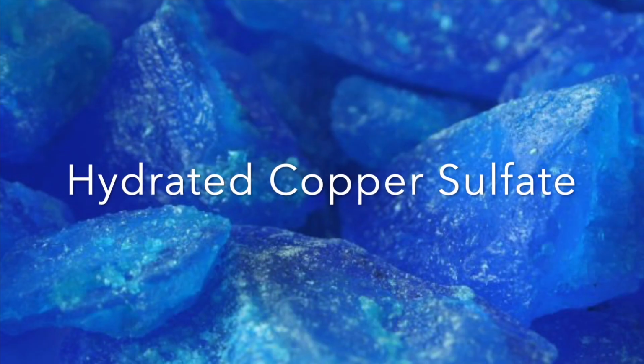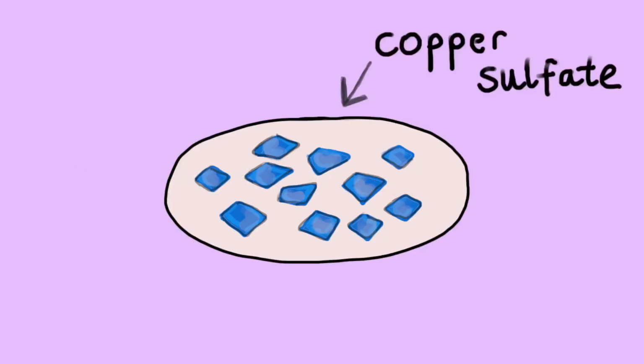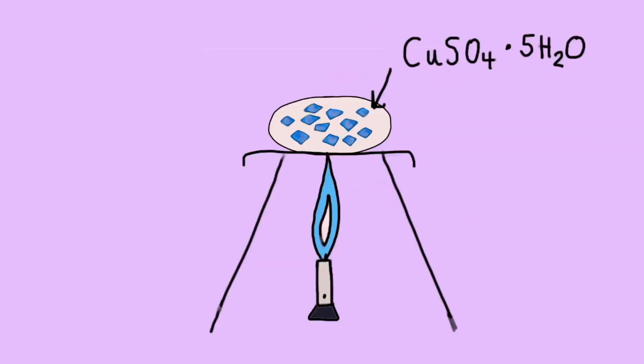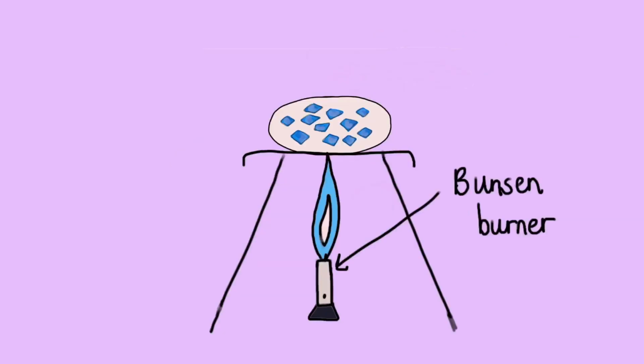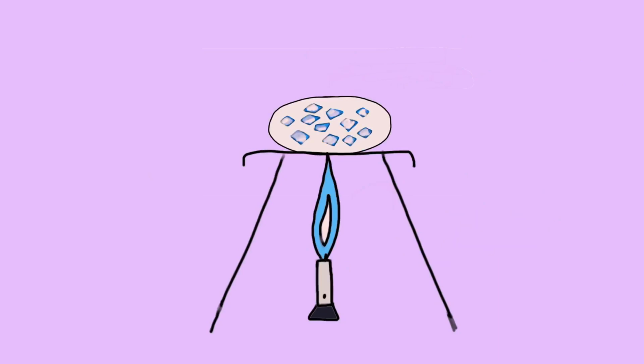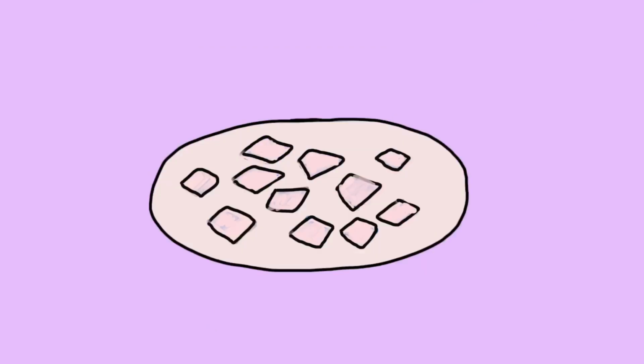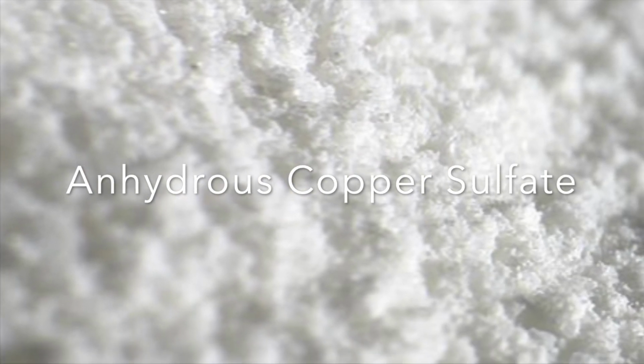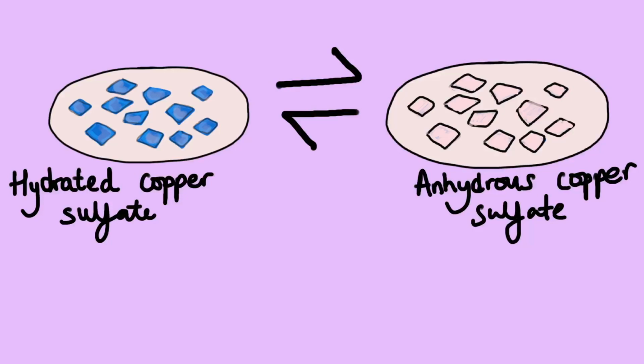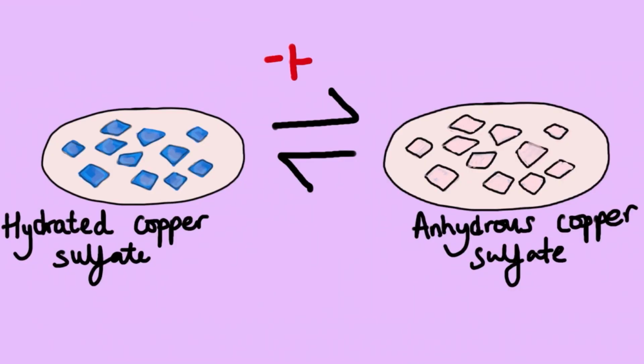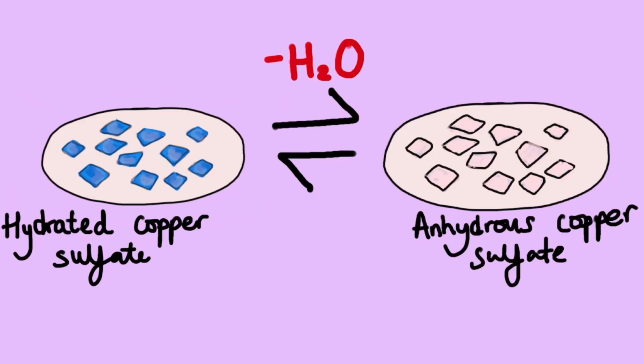Let's take, for example, hydrated copper sulfate. If we were to heat this up and provide enough energy to evaporate all of the water from the structure, we would be left with anhydrous copper sulfate with no water. This is an example of a reversible reaction. If we were to remove water, we would go from the hydrated copper sulfate to the anhydrous copper sulfate. If we were to add water, we would go from the anhydrous copper sulfate to the hydrated copper sulfate.